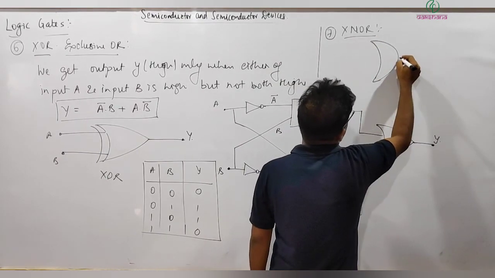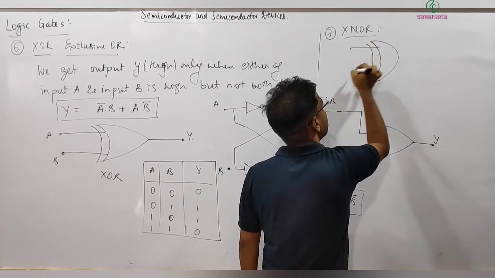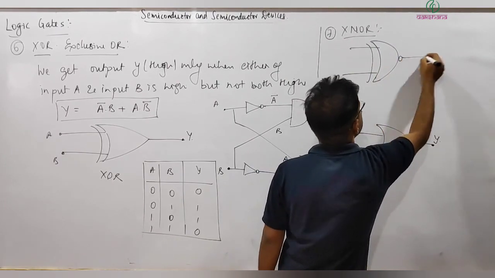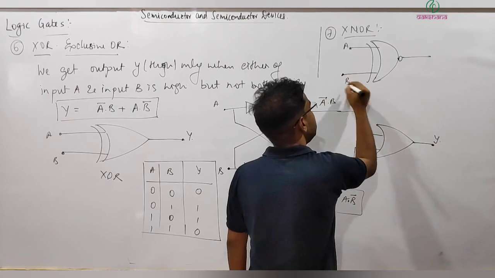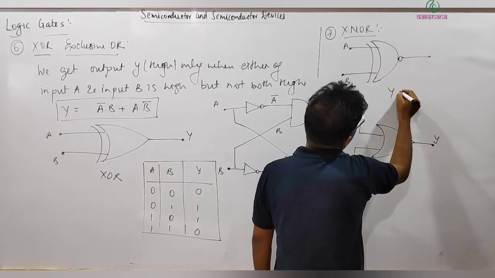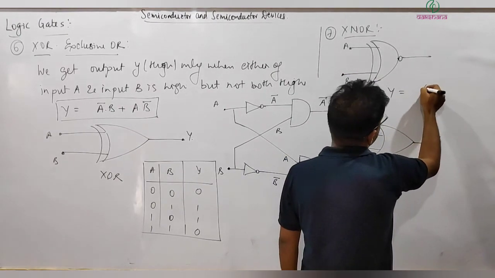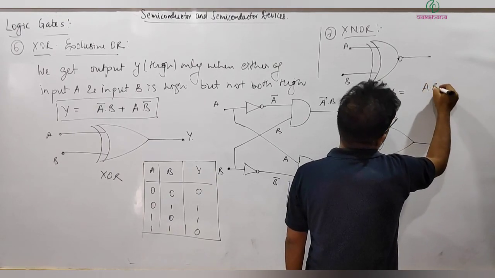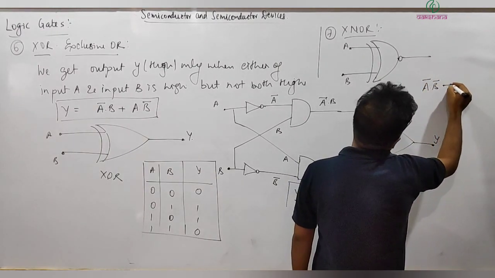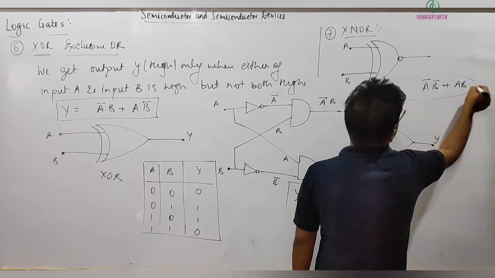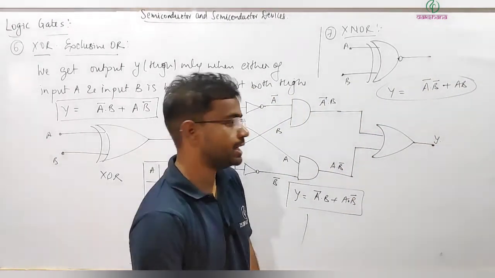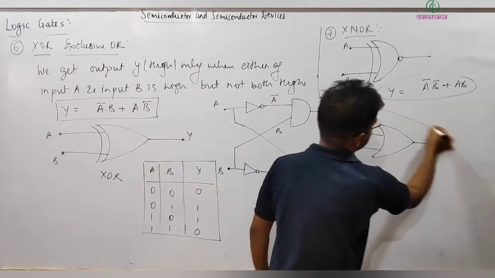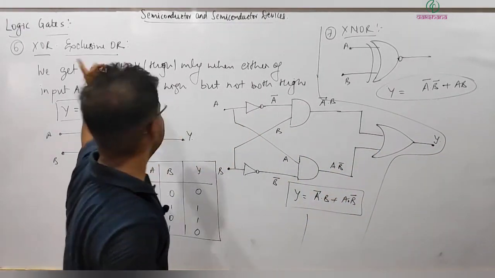So this is OR gate, XOR gate, just inverse of this is called exclusive. This is A, B. So Y will be equal to what? Here it comes A dot B' plus A'B. This is your exclusive NOR gate or XNOR gate. And remember, this is for XOR gate.